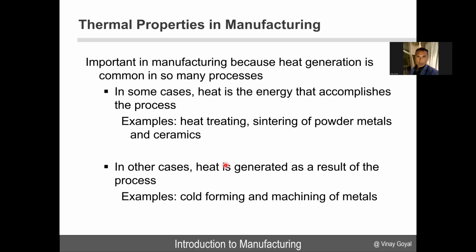So thermal properties in manufacturing are important because heat generation is common in so many processes. In some cases, heat is the energy that accomplishes the process, for example, heat treating, sintering of powder metals and ceramics. In other cases, you may have heat that's generated as a result of the process, like cold forming or machining of metals. Those are going to generate heat, and understanding how that heat is removed in those processes can be important.